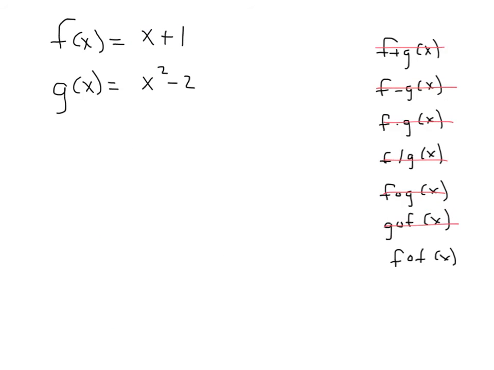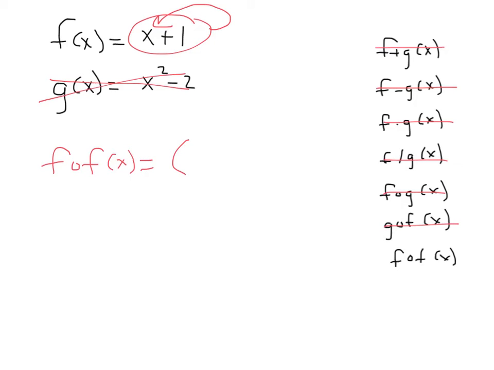Now, kind of a strange idea is f composed with f of x, which basically doesn't involve g at all, and you're just going to take x and plug it back in for x. So it would look like this. It would look like x plus 1, where there used to be an x, plus 1. And so in this case, f composed with f of x is just simply x plus 2.